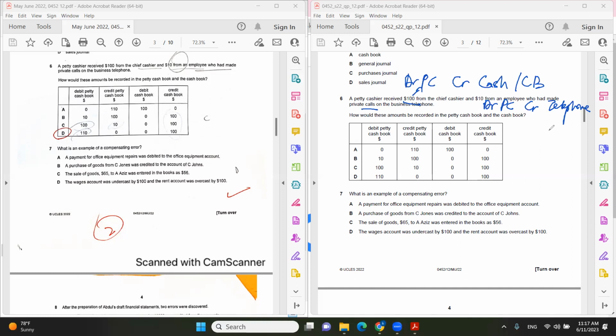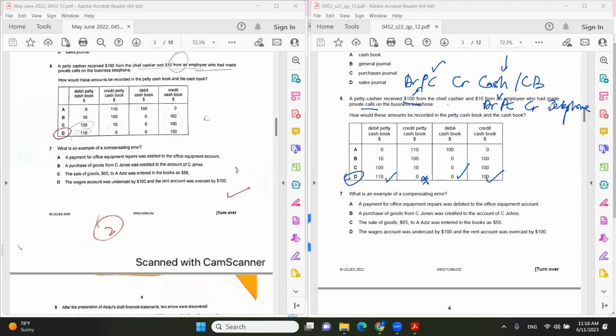We credit telephone charge $10. So here, debit petty cash book. How many times do we debit? Two times we debit. The total will be 100 plus 10 is 110, and credit petty cash book. This one has nothing to do already. Here debit cash book is this one, which is 100. This one is correct as 0. We should credit, so this one credit, this one debit.